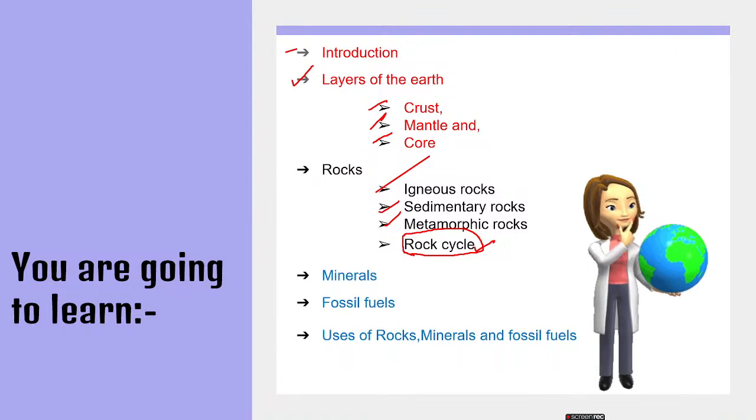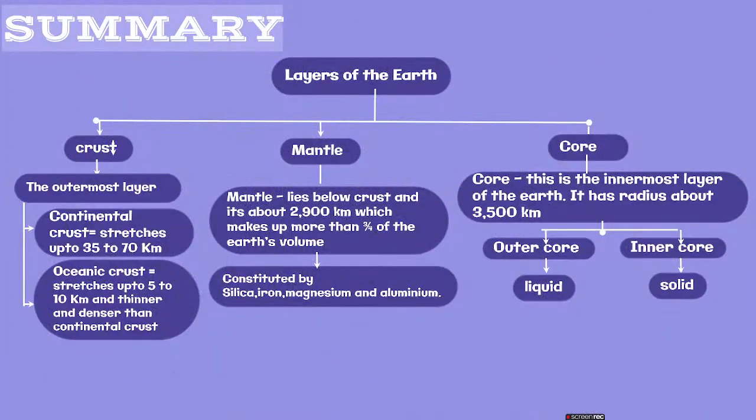So in this video we are going to cover the topics of minerals, fossil fuels, and uses of the topics we have learned. They are rocks, minerals, and fossil fuels. And now, in the layers of earth we have crust, mantle, and core. The first layer, the topmost, outermost layer, is the crust. What is the crust? It is the outermost layer which is helpful in sustaining life.